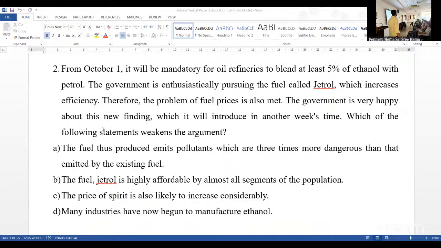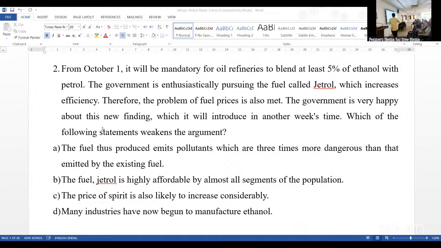All of you read the question. What are they asking? Which of the following statements weakens the argument? Why not other options? Yes.